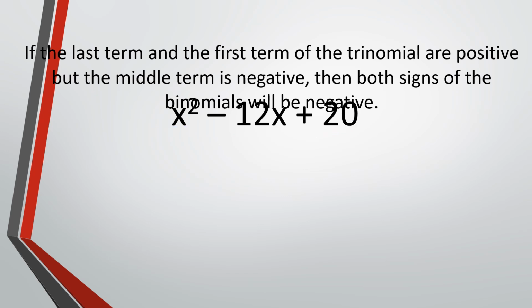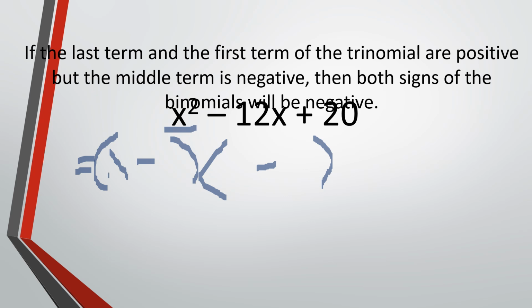Okay, put equals here. Okay, right. Again, all the signs of the binomials will be negative. You have x squared here, we have x and x. Now, we have here 20.